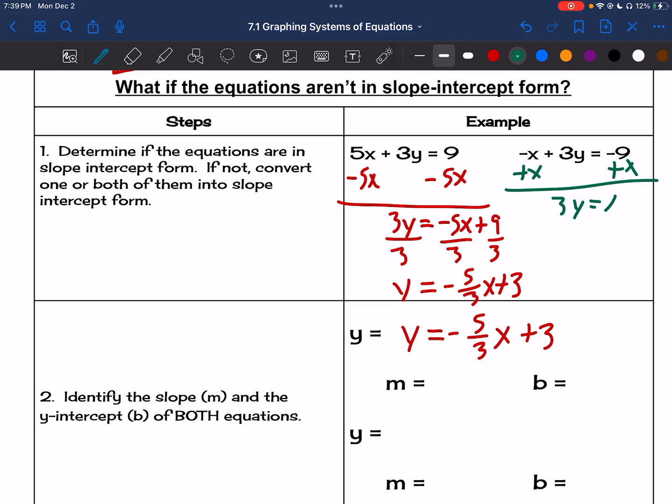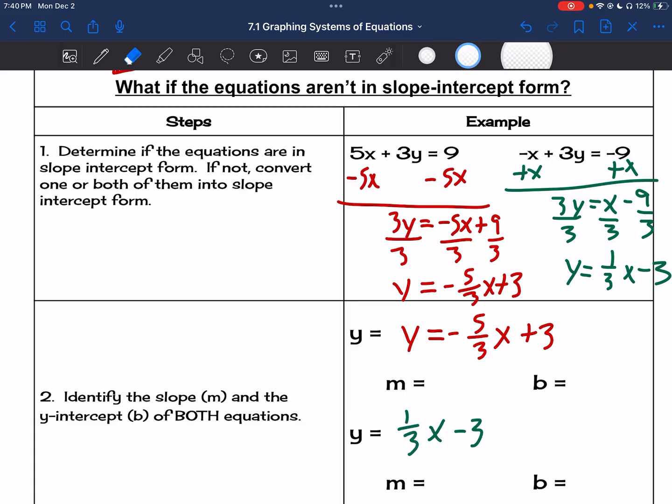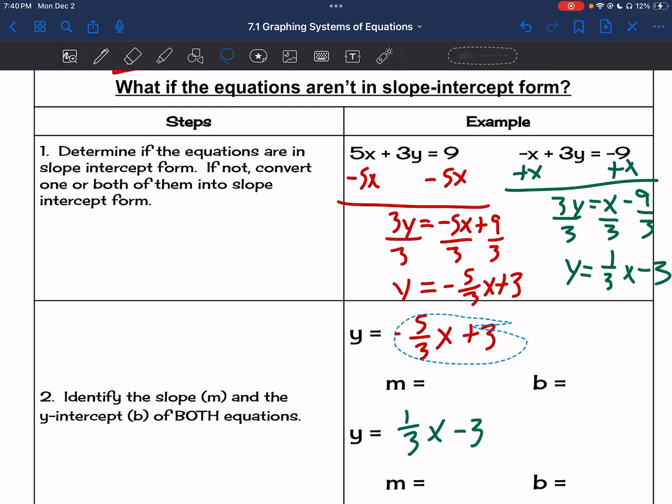3y is equal to x minus 9. And then we divide all of our parts by 3. We get that y equals, we're going to write it as a fraction, 1/3 x minus 3. So y equals 1/3 x minus 3. And I made the same mistake by duplicating my writing there, so we're just going to shift that over.